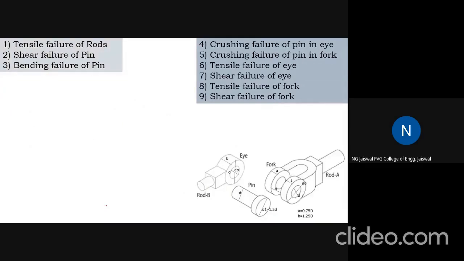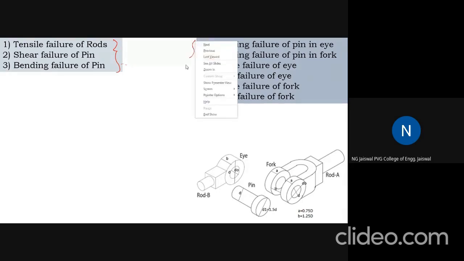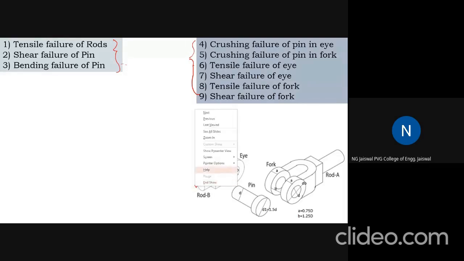Now, I have purposefully divided the failures into two parts. These three equations, or these three failures, are required to find the various dimensions of the knuckle joint or knuckle parts. Whereas this other set of failures is not required further to find the dimensions, because those dimensions are already found out. Just note what I'm saying. This is found out.